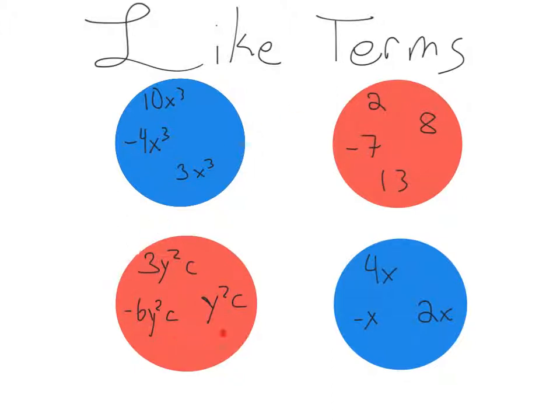In this red bubble, they are like terms because, again, they have the same variables y and c, and the same variable y is raised to the second power in each term. The same goes for this blue bubble, for x, 2x, and negative x. Variable x raised to the same power.